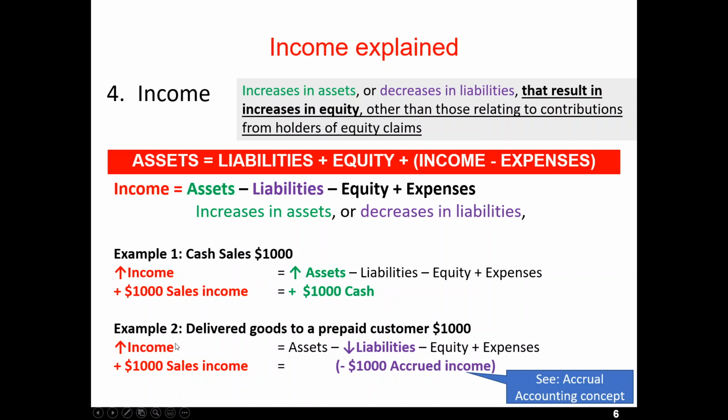Now, in this second example, when the goods are dispatched, then only the entity can recognize that as an income, so recognize a $1,000 increase in the income here. And the liability has to be reduced because now the entity does not have any obligation as the goods are already provided to the customers.